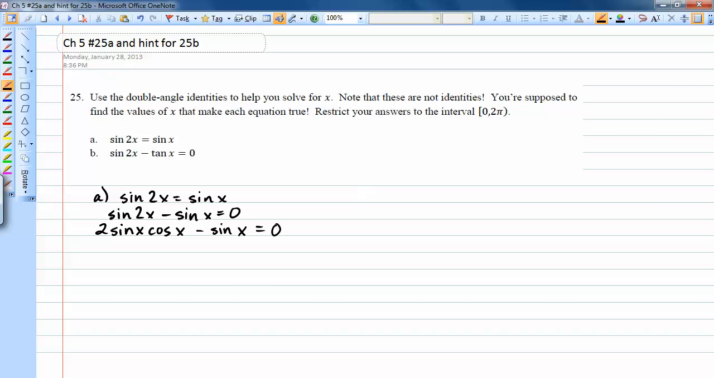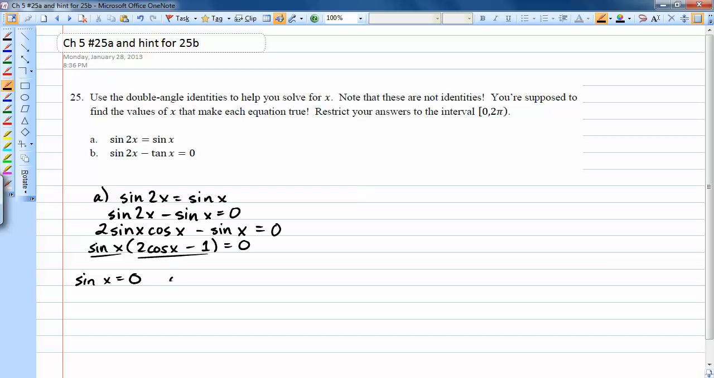Now this thing you can factor. And when I factor it, I can factor out the sine x. And I'm going to get 2 cos x minus 1 equals 0. So now I've got two things that multiplied together equals 0. So either sine x is 0 or 2 cos x minus 1 is 0, or they're both 0. So I can solve each of these.